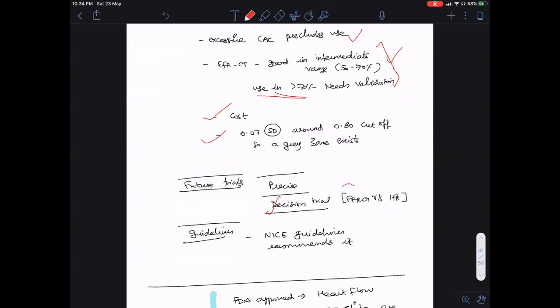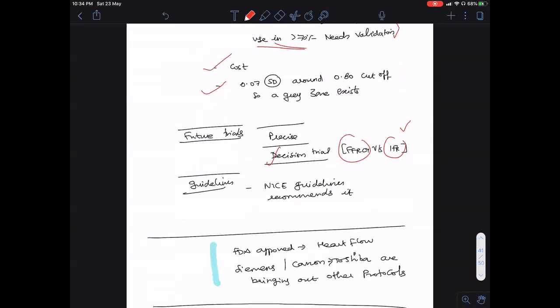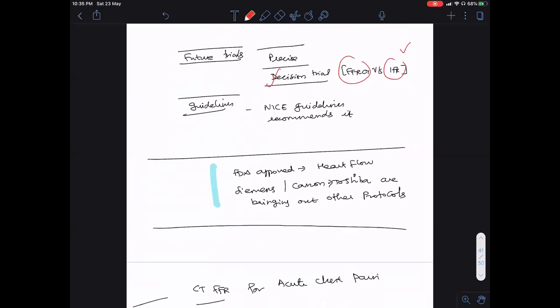The trial is comparing FFR-CT to iFR. So guidelines, interestingly, the UK NICE guidelines have actually recommended that we use CT-FFR. It's a purely economical question for them, where they have done studies which prove that significant millions of pounds could be saved if an upfront CT-FFR was done over an upfront invasive coronary angiography. So in the UK, it has been approved already. The FDA approved tool is just HeartFlow. Siemens, Canon, all of them are coming out with other protocols, but the FDA has not approved them yet.